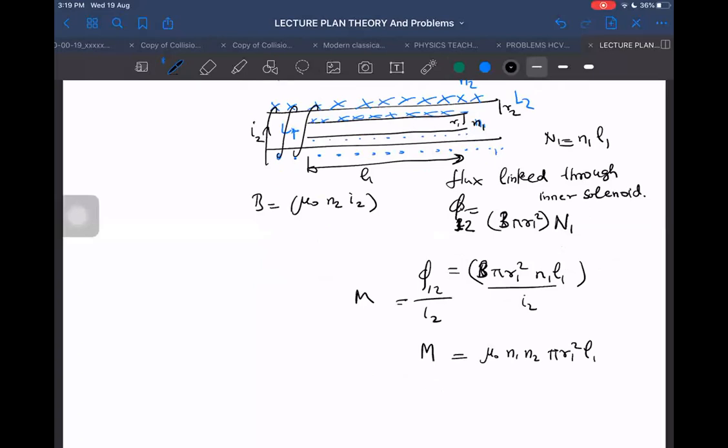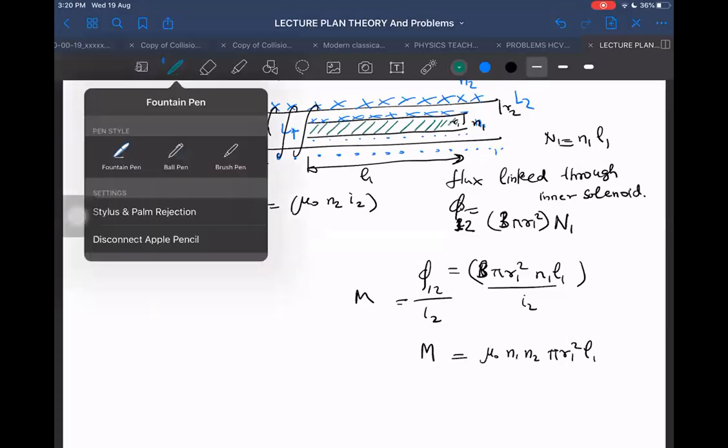in this case, pi R1 square L1 is the volume. Which volume? Pi R1 square L1 is the volume of overlapping, which is the common volume of both. So the mutual inductance for these two solenoids will always be like that only. It will come out in terms of the common volume, the volume of overlap.